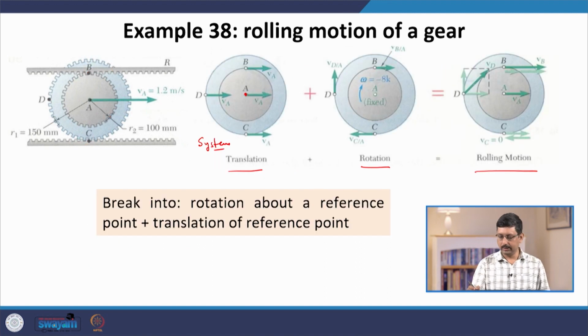So you can see that the net velocity in the lab frame of point D will be in this direction. It will have two components. The horizontal component is due to the translational motion of the point A, and the other component is due to the rotational motion about the point A.